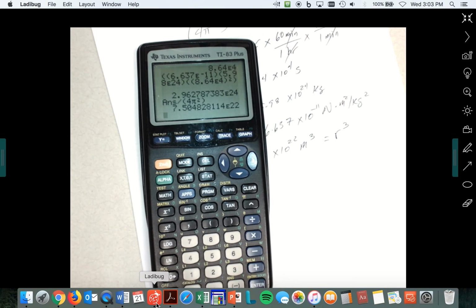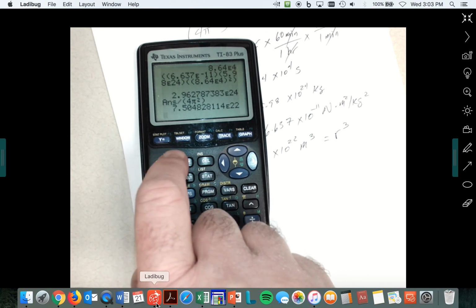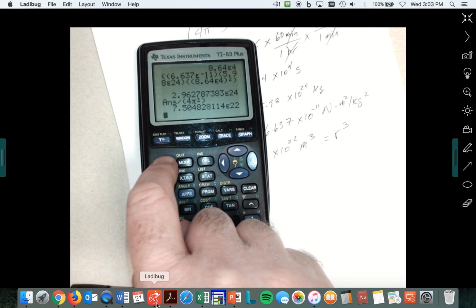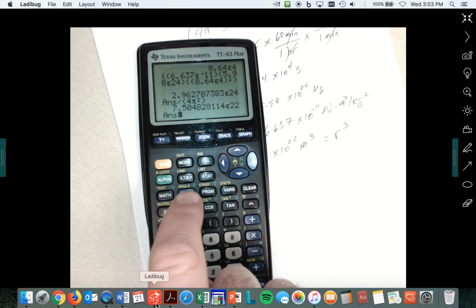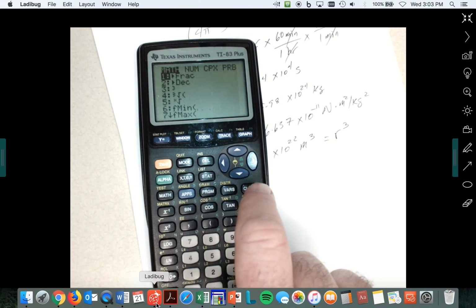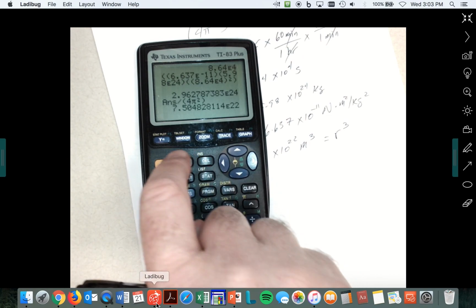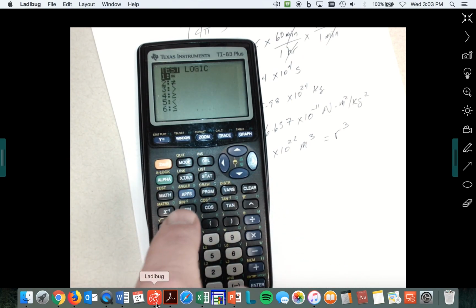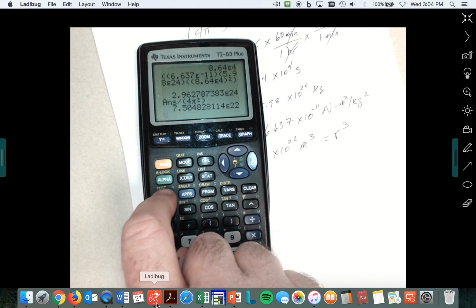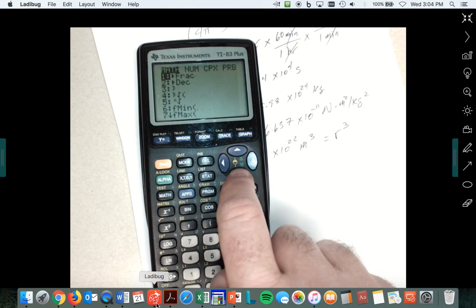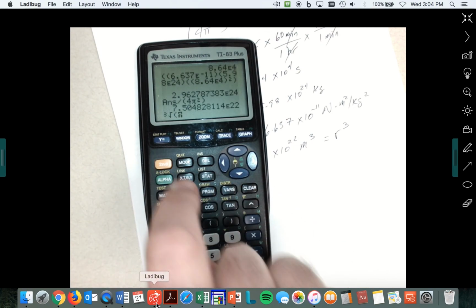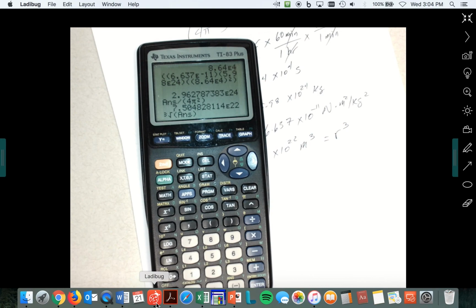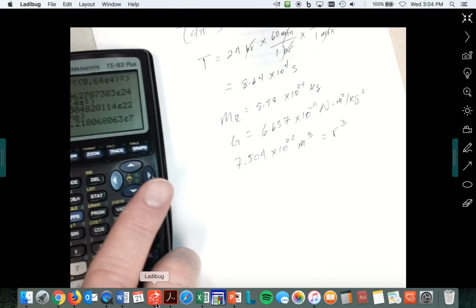I'm going to take the cube root of this. So I'll go second answer. Now I'm going to take the cube root. Math. Oh wait, I've got to do this first. I've got to go second, math. I never use the cube root function. Gosh darn it! So, cube root of second answer. That's correct: 4.218.